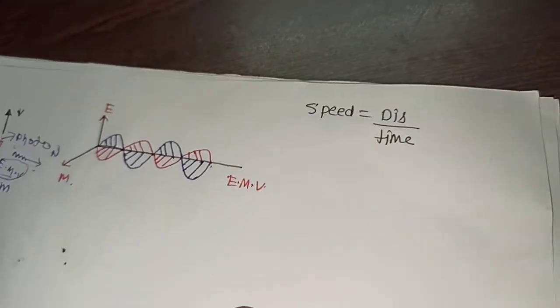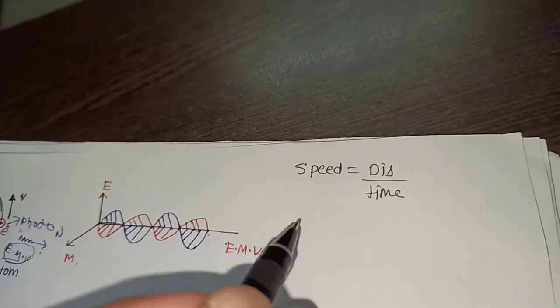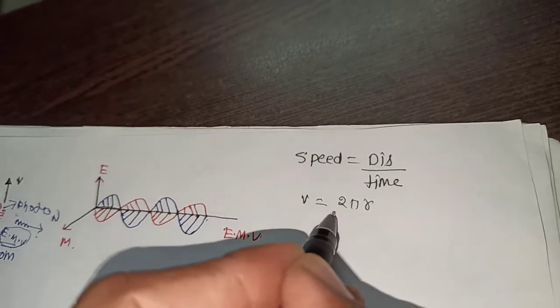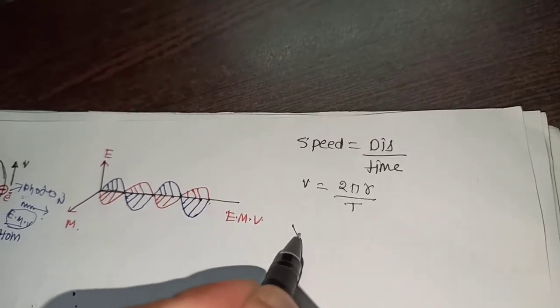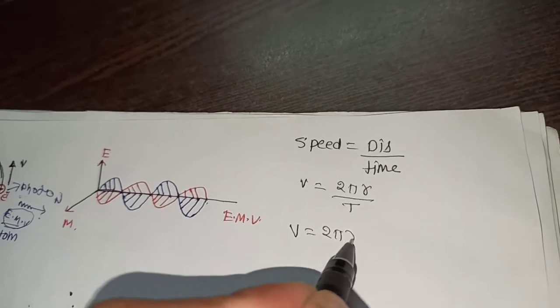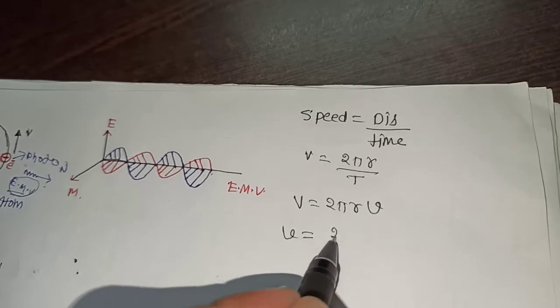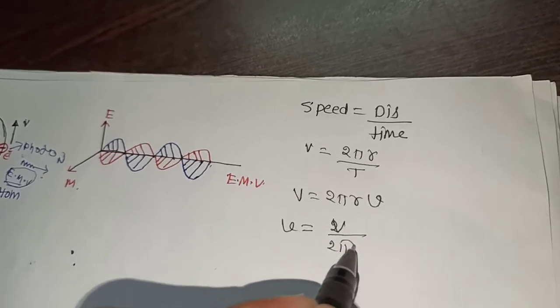So we will use a very simple formula: speed equals distance upon time. The electron velocity we consider v, the distance is 2 pi r, and t is the time period, and you know that 1 upon t is the frequency. So v equals 2 pi r times the frequency, so we have to find this frequency: f equals v divided by 2 pi r.